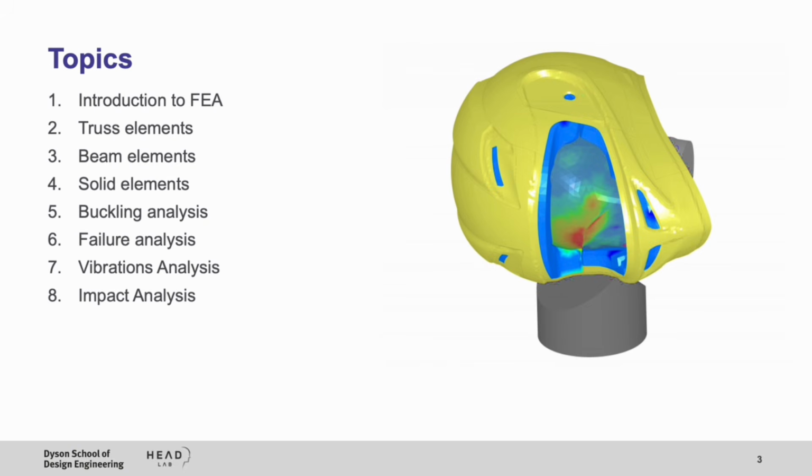We will cover several topics in the module. We start with an introduction to the finite element analysis method. Then we move on to learn about simplest type of finite elements, which are called truss elements. We extend that to beam elements and solid elements. Then we discuss different types of analysis that we can do with finite element method, including the buckling analysis, and I explain what is buckling, failure analysis, vibrations analysis, and finally impact analysis.